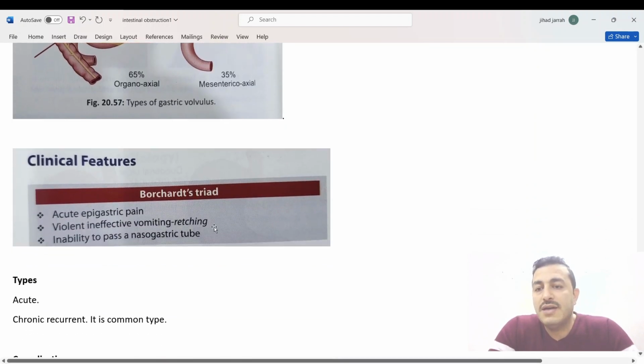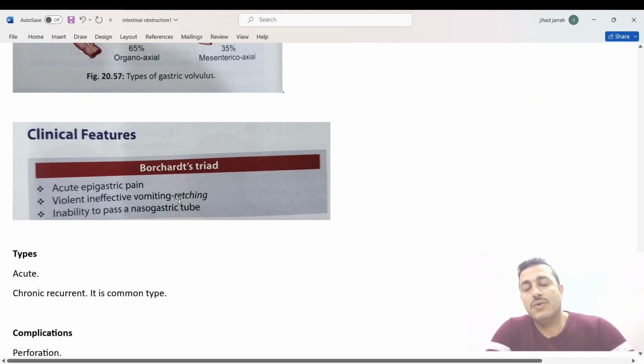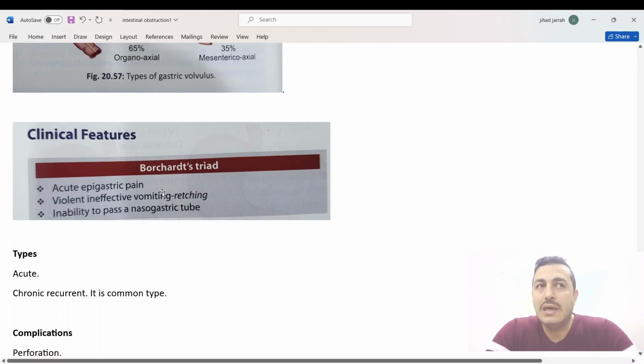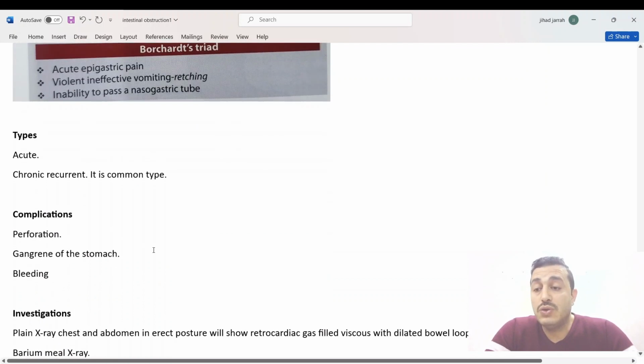Okay, clinical features. I think you can remember the Borchardt triad, which consists of epigastric pain, retching without vomiting, and inability to pass the NG tube. Actually, we have a closed proximal obstruction, so there is no ability to vomit. This is one of the classic questions in the exam. Vomiting present? The answer is no.